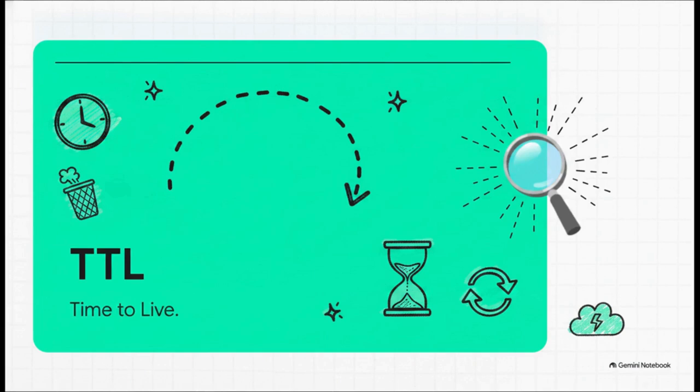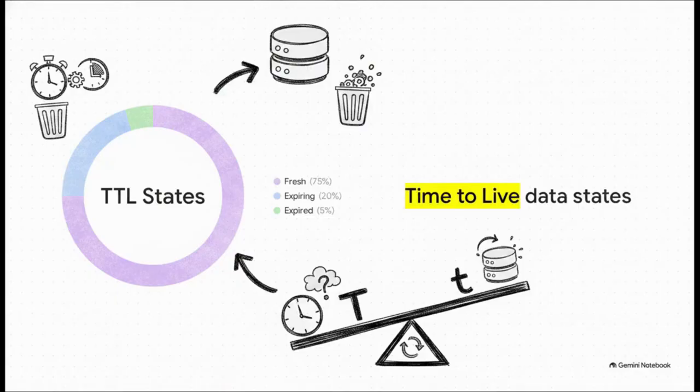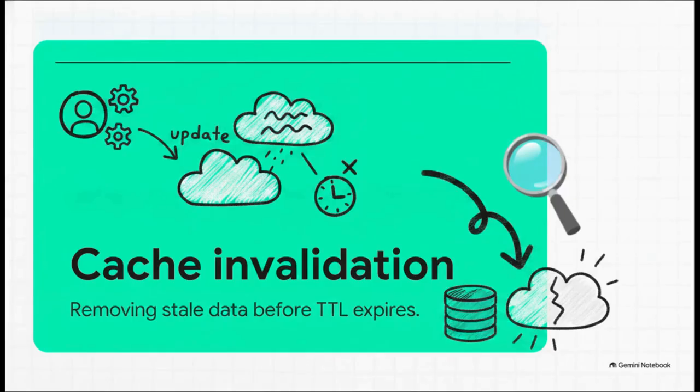This forces the system to go back to the database and fetch fresh data the next time a user asks for it. To put that into perspective, at any given time, a large chunk of your cache data, usually around 75%, is fresh and perfectly usable. As time ticks down, a portion is getting closer to expiration, and eventually, that 5% slice hits its TTL limit and gets flushed out. Setting the correct TTL is a massive balancing act, right? Too long, and your users end up looking at stale, outdated information. Too short, and you're constantly hitting the database anyway, which kind of defeats the whole purpose of having a cache in the first place.